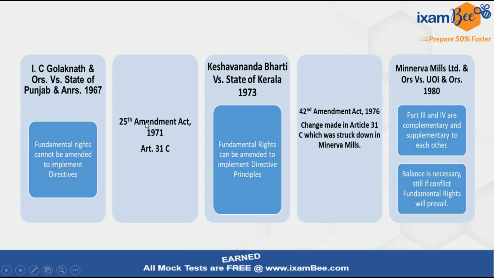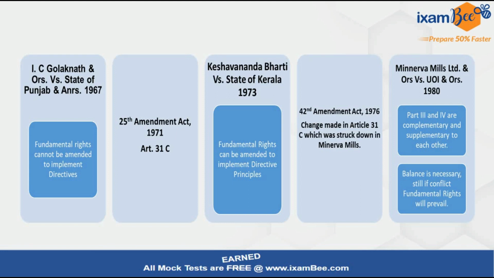They amended the Constitution through the 25th Amendment Act 1971, Article 31C. You can check it out for that purpose. That amendment was then again challenged in the court of law in the case of Kesavananda Bharati versus State of Kerala, 1973, the famous judgment in constitutional law. In that judgment, it was held that fundamental rights can be amended to implement directive principles of state policy. But again, the judiciary came up with a balance by introducing the doctrine of basic structure. You can amend the fundamental rights, but you cannot touch the basic structure of the Constitution.